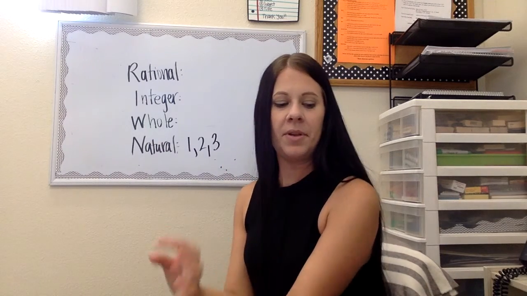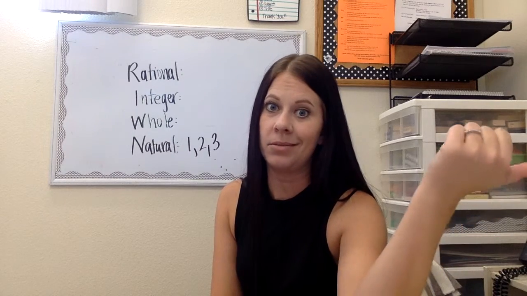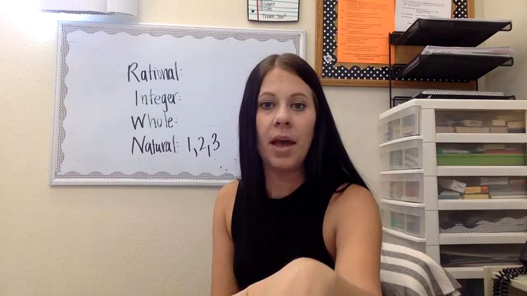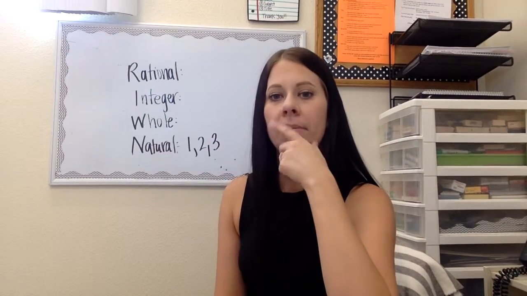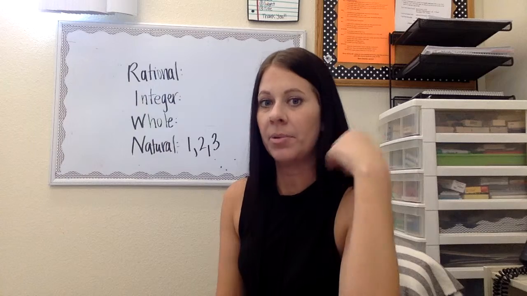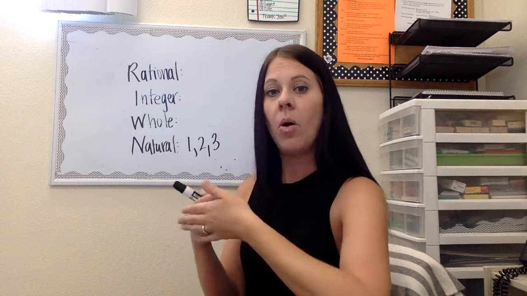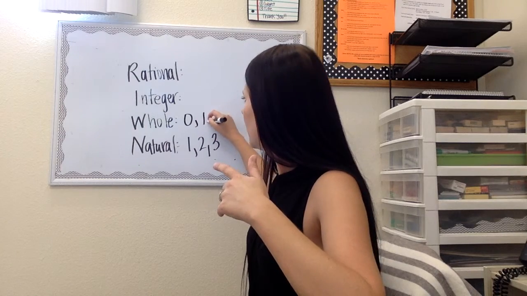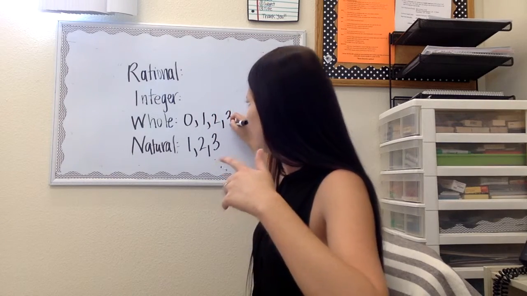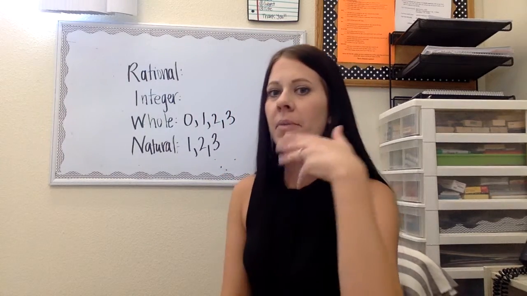Whole numbers. I want you to think before I give you the answer. What kind of number, and I kind of gave you a hint with my little example, would I add in front of 1, 2, and 3? Hopefully you came up with 0. So whole numbers now include 0 and 1 and 2 and 3. That kind of makes sense.